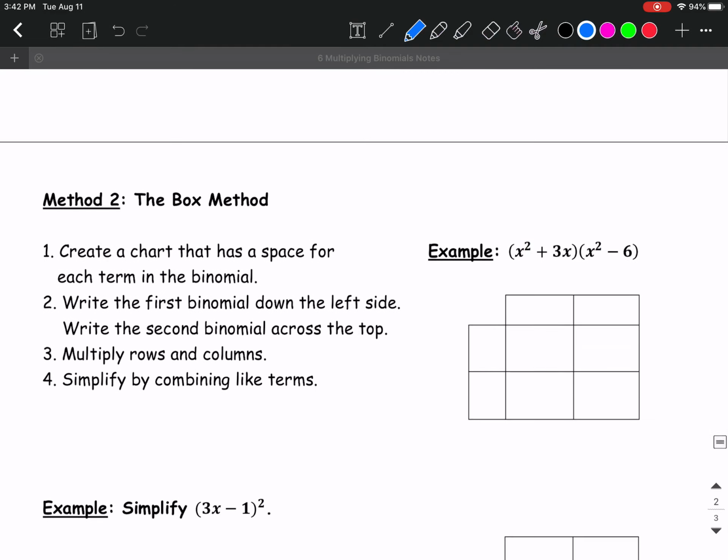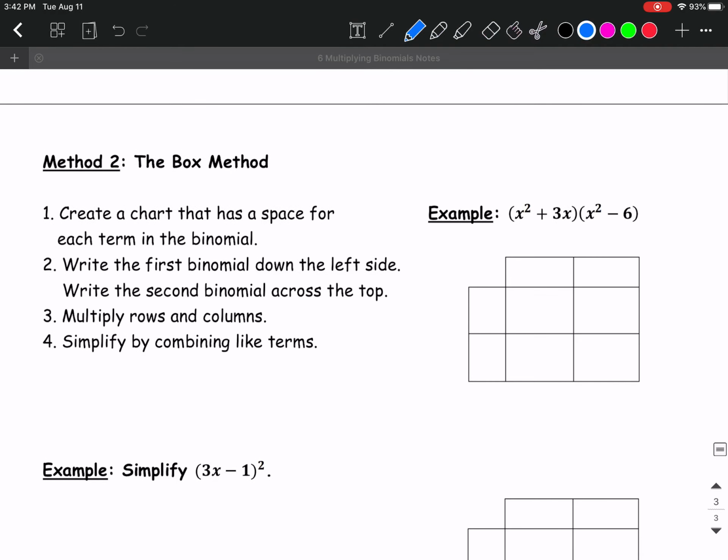Okay, now the third method is the box method. The box method is distribution. It's just a way to organize your thoughts and to organize your work. So we create a chart that has a space for each term in the binomial.